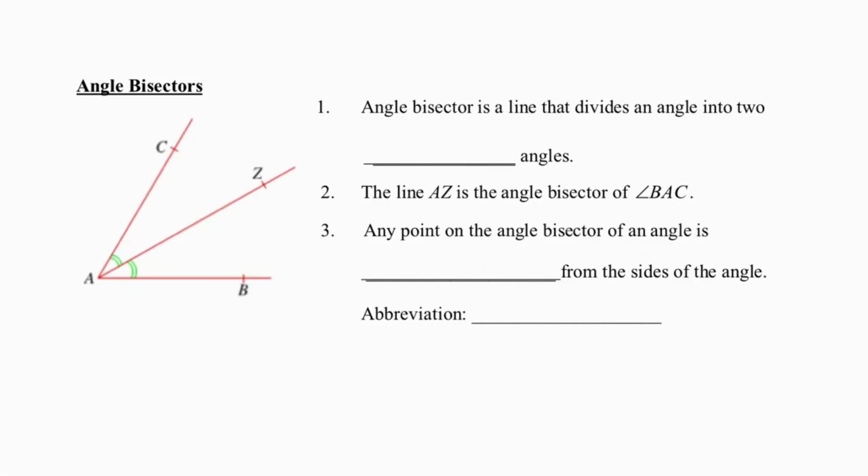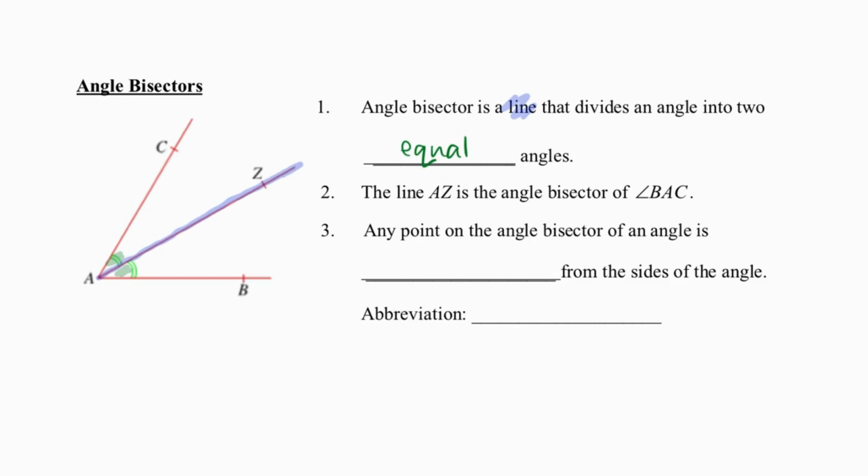Hello everyone, welcome to this part of the video where we are going to explore angle bisector. Angle bisector, very important, is a line which is this line here that divides an angle into two equal parts. These two are equal. Okay? So equal parts. Equal angle.